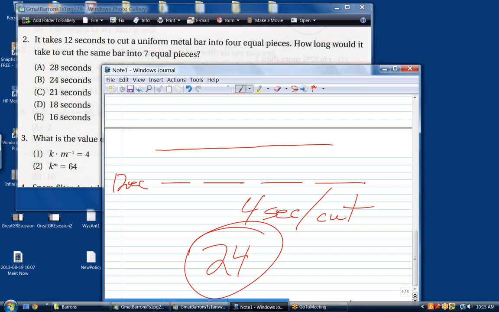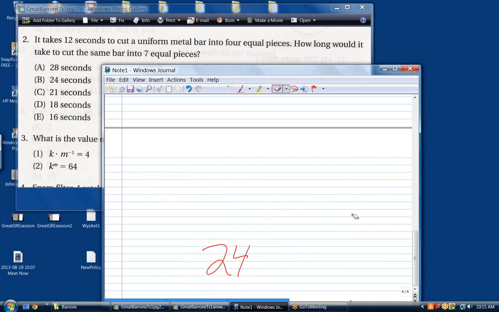Notice also there's a bit of a shortcut here. If we realize that we have to make 3 cuts here and 6 cuts here, instantly we know that it's going to be 24 seconds. We don't have to really do much math at all. Yeah, because it's a double up. Exactly. But the secret is to figure out how many cuts you have to make.